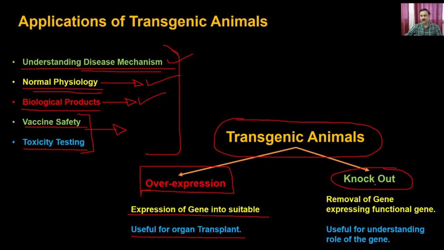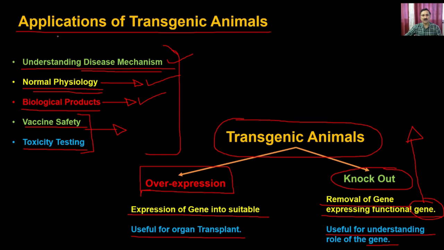So in these knockout studies, what we are doing is removing the gene expressing a functional product, and that's how you can understand the role of that particular gene or the gene product in the disease mechanism as well as in normal physiology. So we'll start by understanding the application or the significance of the transgenic animals.